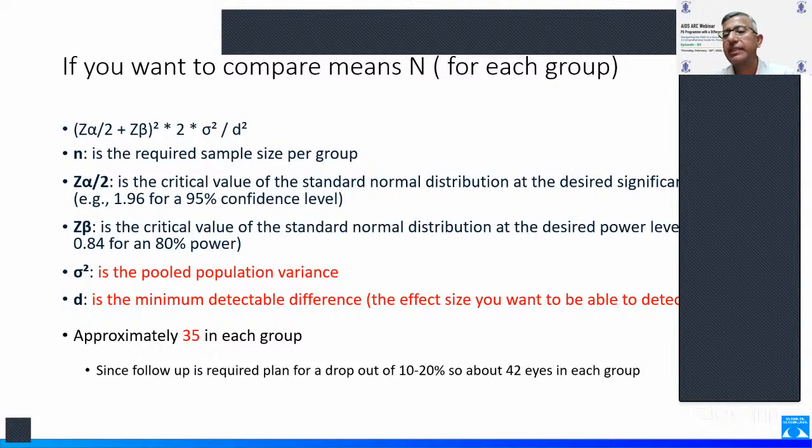But don't forget that this is a study which has follow-up. You're going to include patients, and then you're going to follow them up, and you're going to try and see at 3 weeks or 4 weeks, whatever happened to them. So some of those patients are not going to come to you for follow-up, and you have to be able to account for dropout. And typically, we account for a dropout of 10 to 20%. So you'll end up with approximately 42 patients, or eyes, in each group.